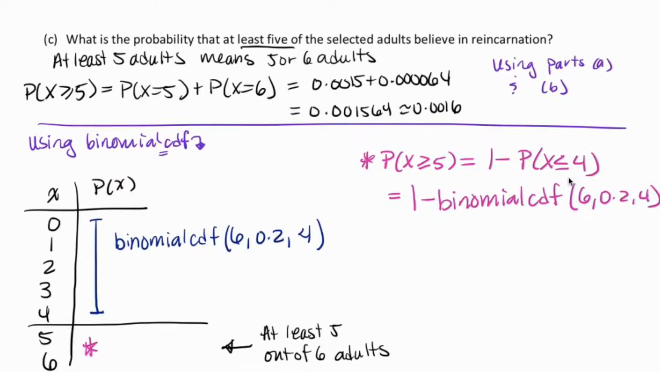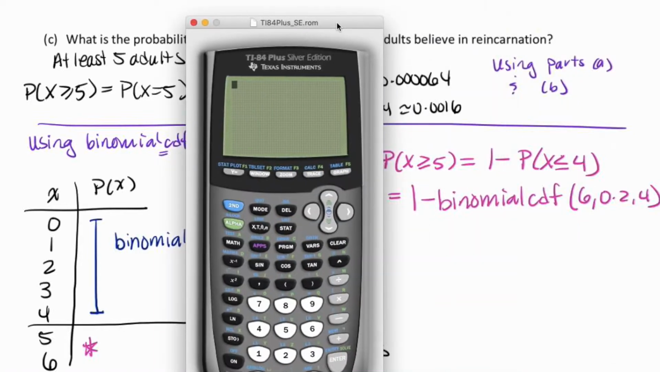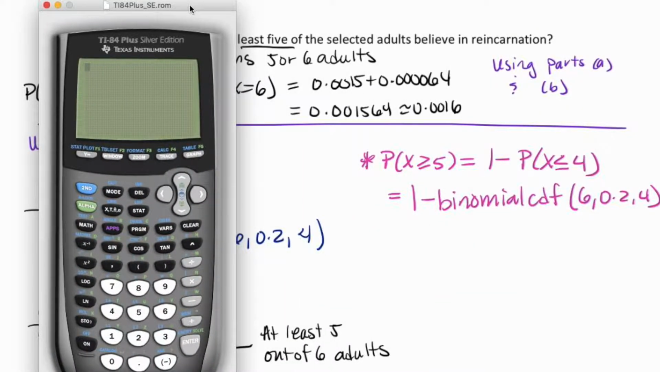And let's try this on our calculators. So 1, and of course we do minus. And let's go to our second, and then vars. And hit enter. And so our trials are 6, our probability is 0.2, and we want to count or add up the probabilities from 0 to 4. And notice we get the exact same probability.